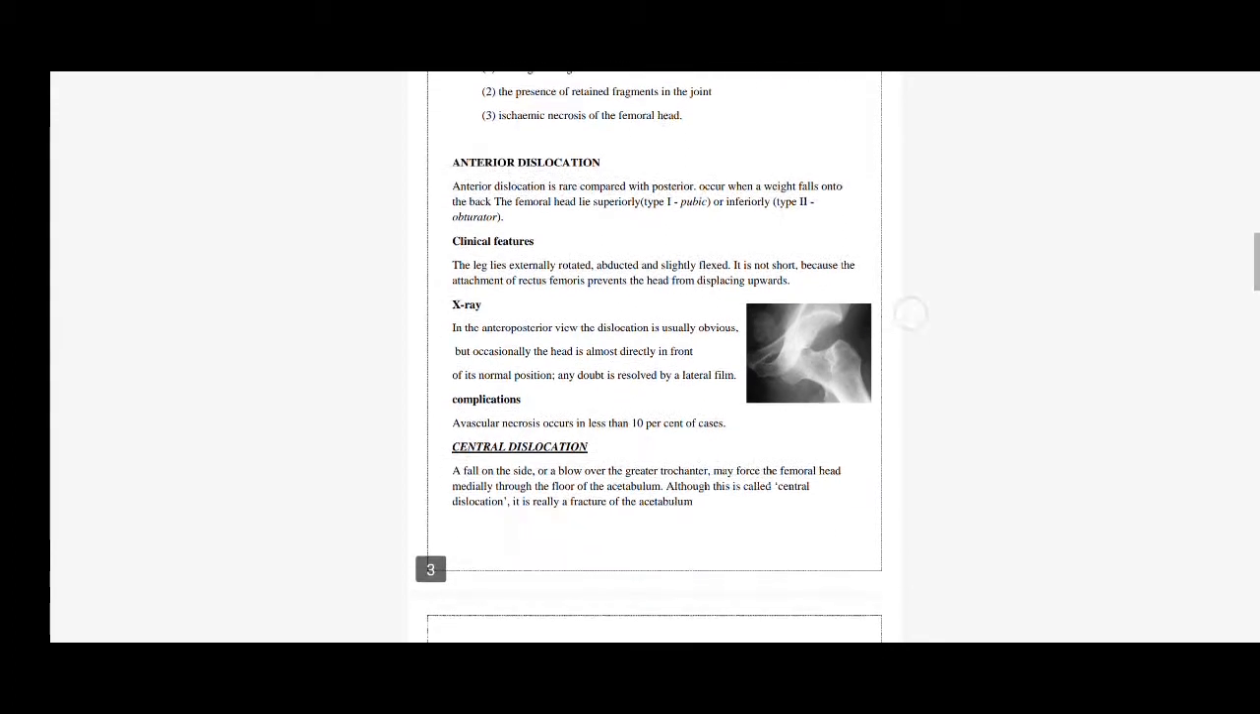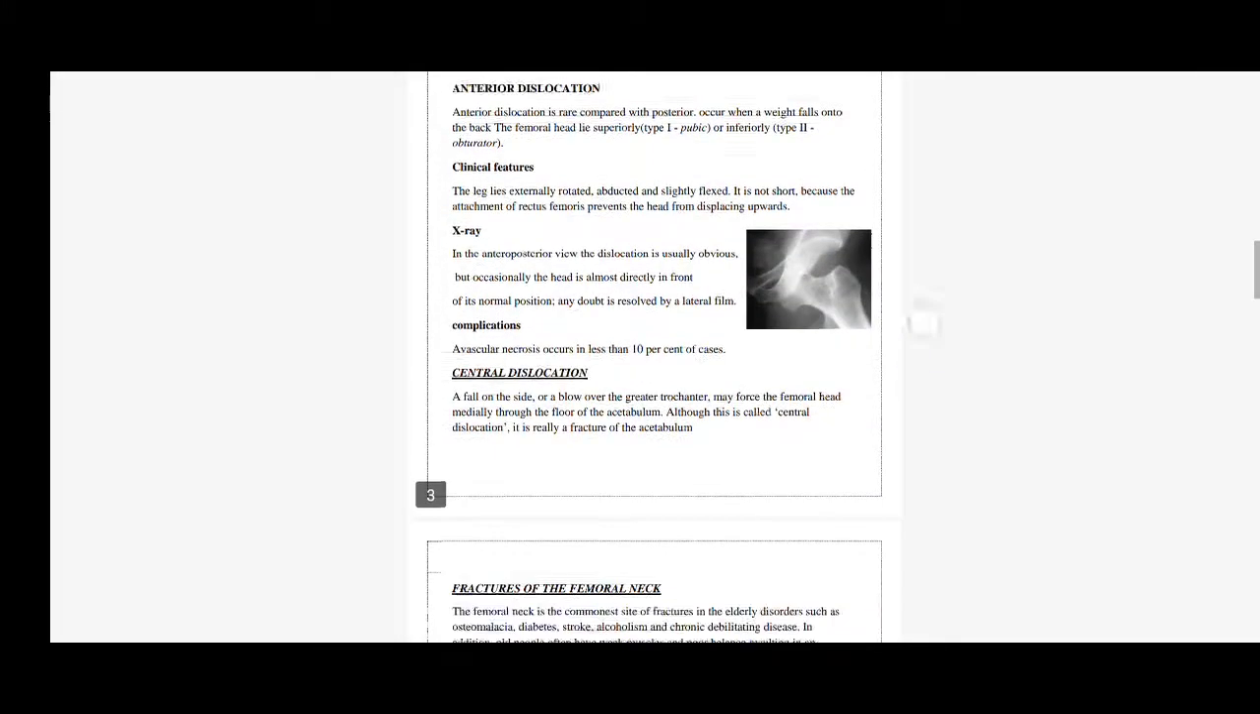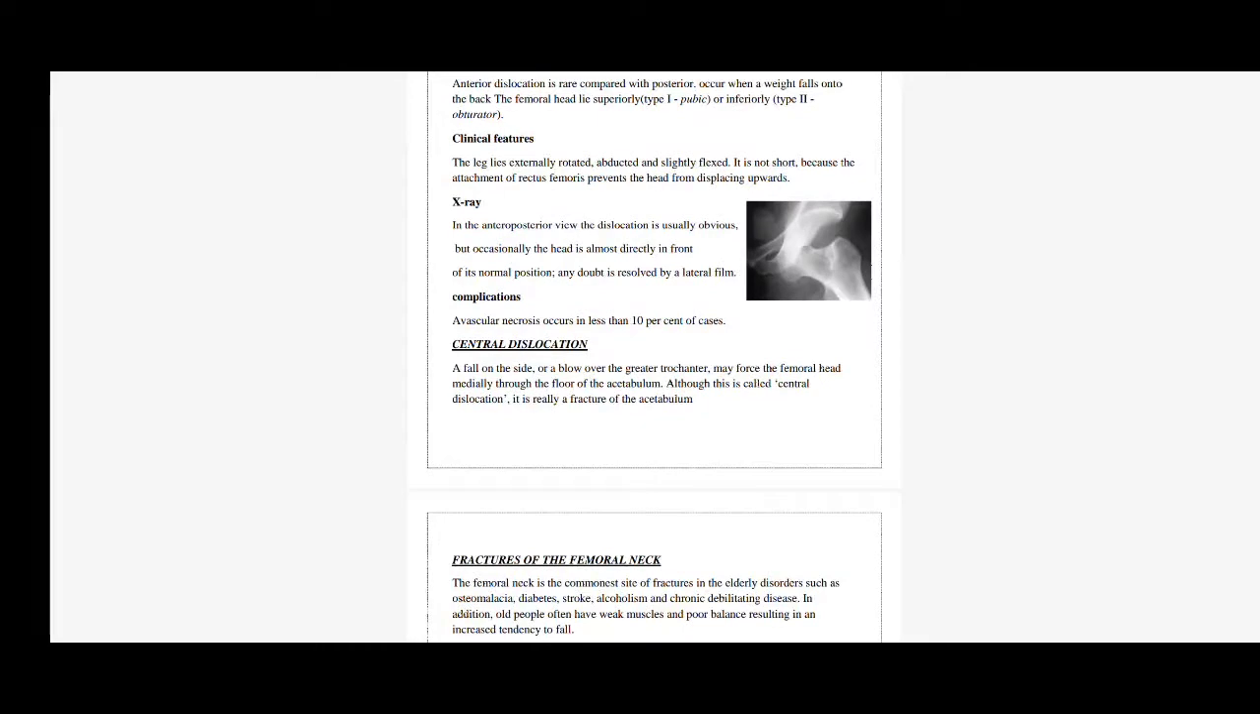Another type is anterior dislocation, which is uncommon and constitutes about 5%. We have two types, either superior, the pubic type, or inferior, the obturator type, according to the position in the X-ray. Clinical feature: the reverse of the posterior hip. The leg is externally rotated, abducted, slightly flexed. It is not short, sometimes longer than the other side, especially in the inferior type, which is the obturator type. X-ray, as shown in this, sometimes we need the CT scan. Complication, the most important thing is avascular necrosis in around 10% of cases.